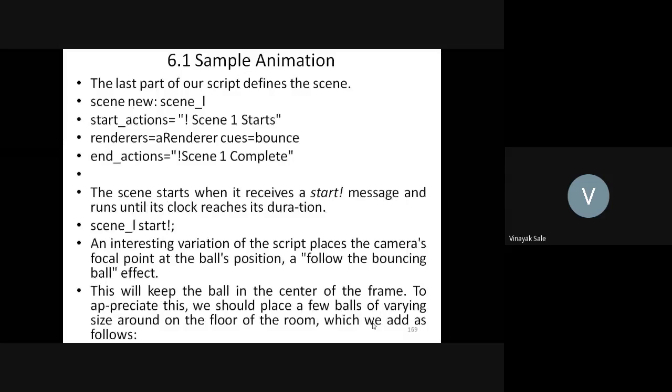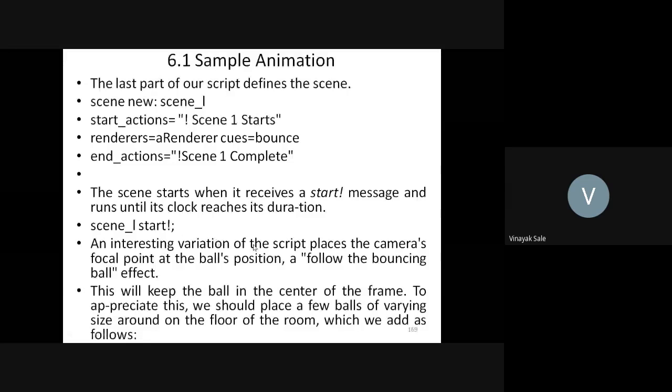The last part of our script defines the scene. So scene is equal to new scene 1. Start action is equal to scene 1 starts. Renders is equal to render queues is equal to bounce. And end actions is equal to scene 1 complete. This is the code. So the scene starts when it receives the start exclamatory message and runs until its clock reaches its duration. So scene 1 start exclamatory.